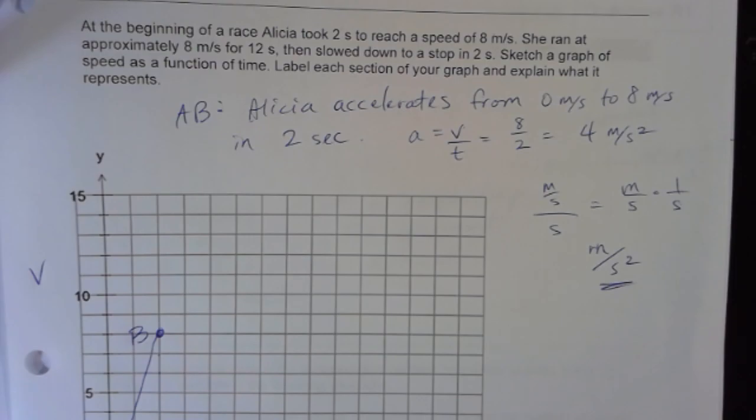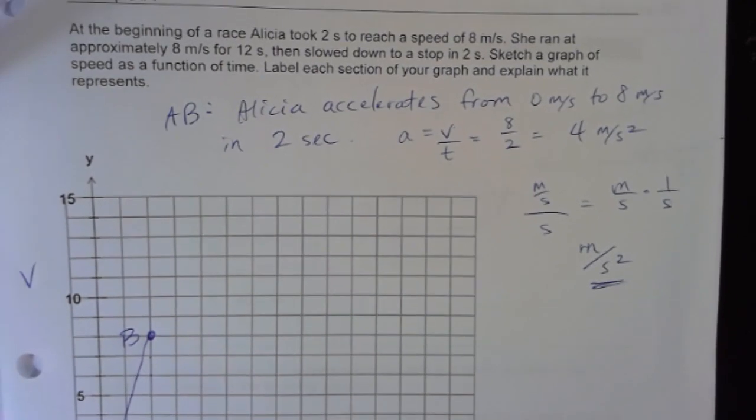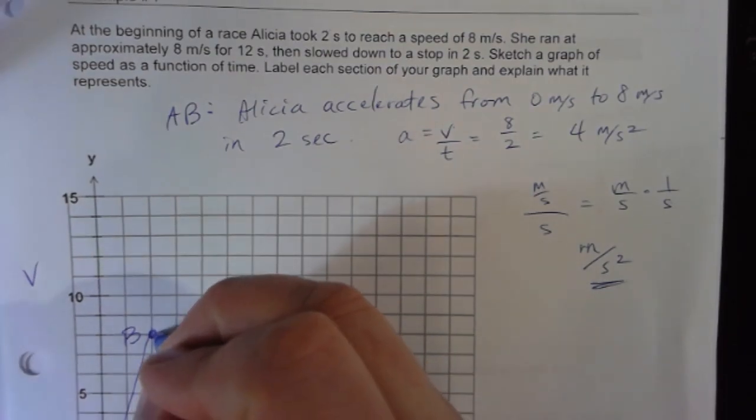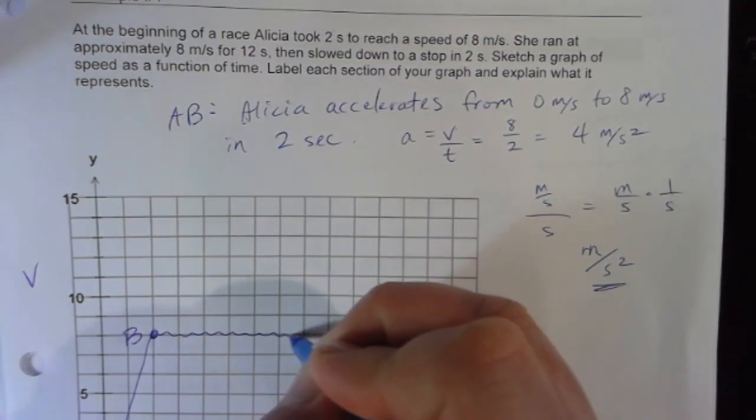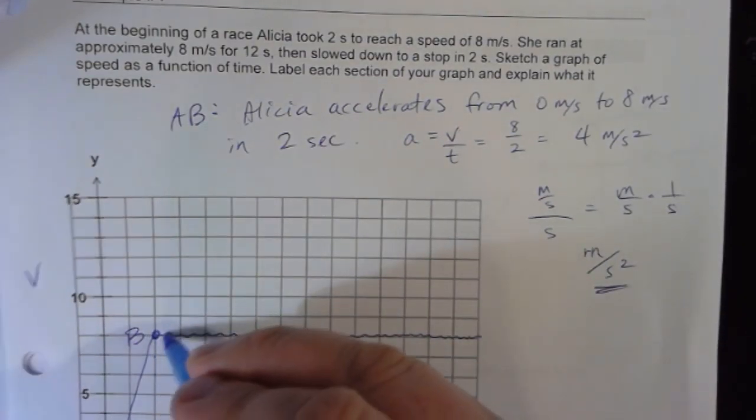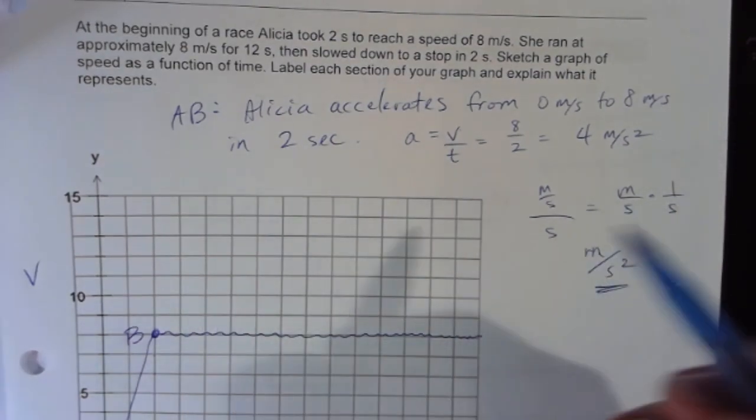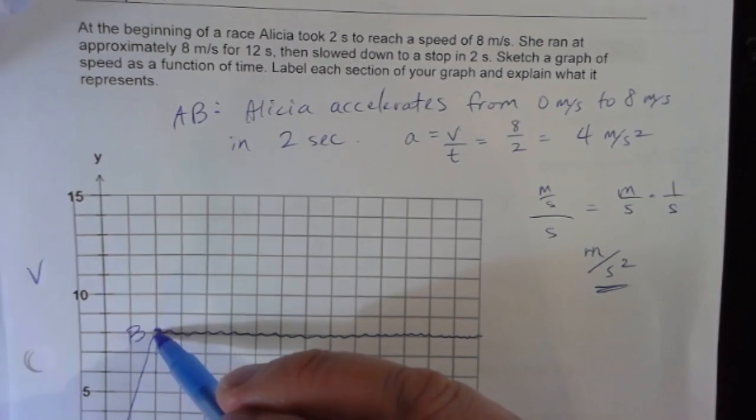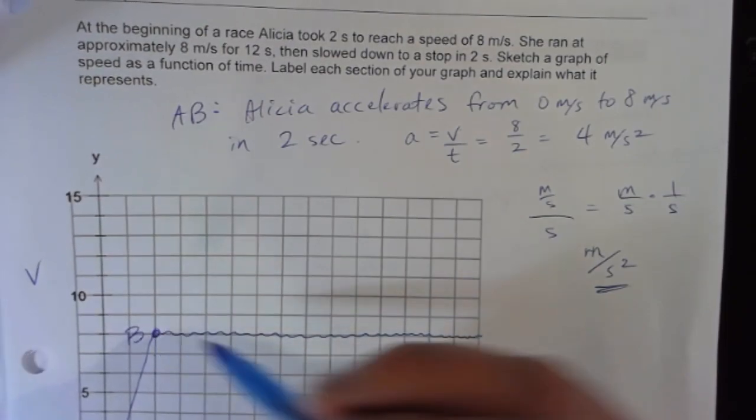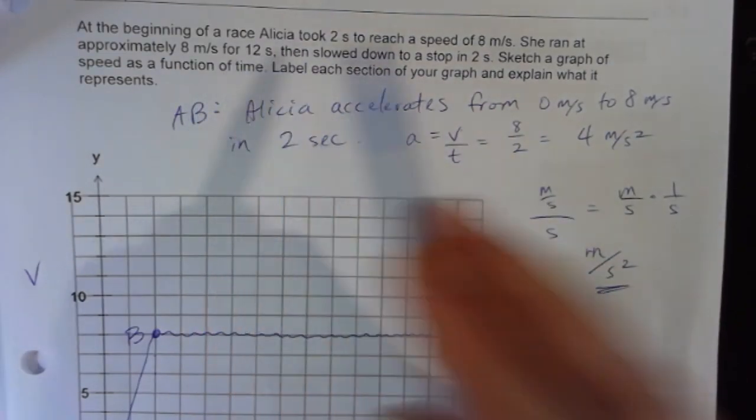Then for 12 seconds, she runs at approximately 8 meters per second. So it says approximately. So that means that maybe for 12 seconds, she's trying to maintain a constant speed, but she's approximately at constant speed. She's slowing down and speeding up a little bit with every step. And for 12 seconds. So let's see, this is already 2 seconds. So we need to go to, or no, wait a minute. For how long does she run? For 12 seconds. She ran at approximately 8 meters per second for 12 seconds.